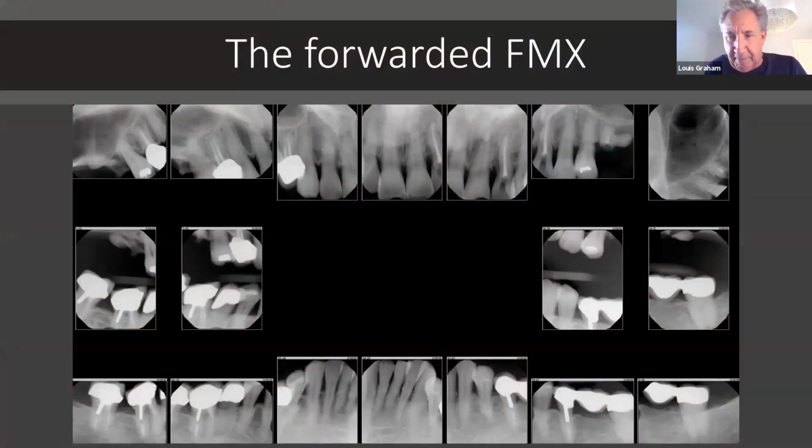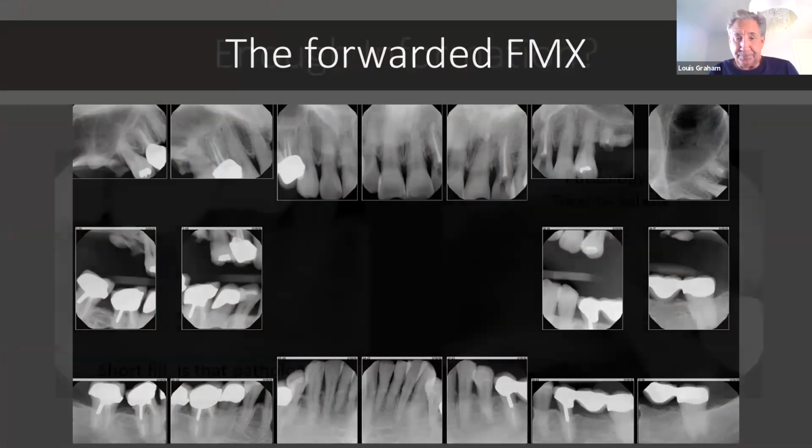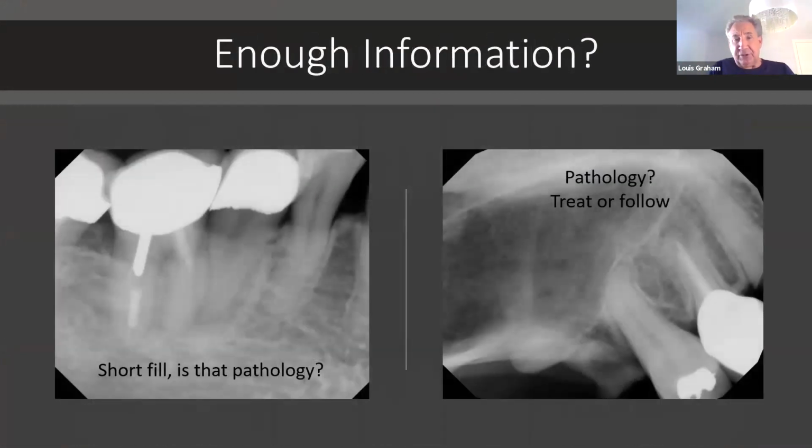So here's her FMX, and you can see there's obviously an upper right molar that's got to go because it's only root tips. An upper left molar that's got to go, only root tips. She's got a loose lower left bridge. And he basically said, we're just going to do full mouth crown and bridge. So let me just show you some close-ups. There's a short fill on number 30. Maybe some pathology around 29. I think you're guessing, you don't know.